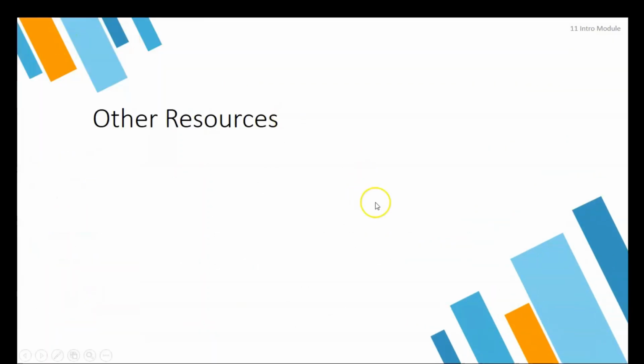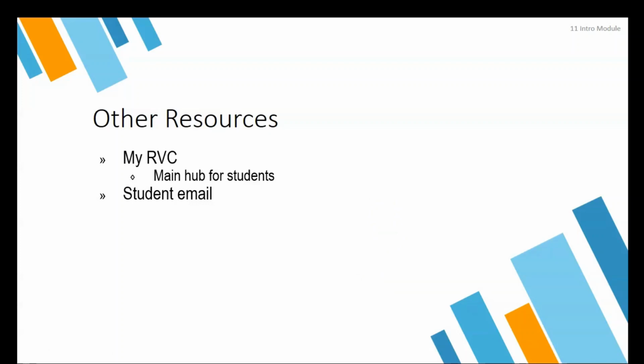All right, so other resources. That MyRVC page is the main hub for students. There are a lot of different links on there that you will find helpful and interesting. Student email is one of the links on that MyRVC page. Please make sure you are checking your student email frequently. This is where any official communication from the college is going to come, things like financial aid information or enrollment information, things from advisors. If it's an official thing from the college, we have to send it to your student email. It will not show up in your personal email. So please make sure you're checking your student email.